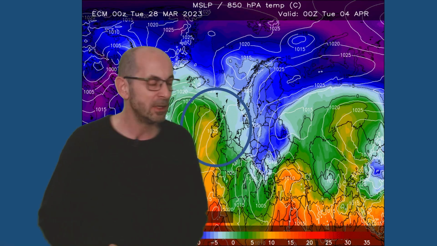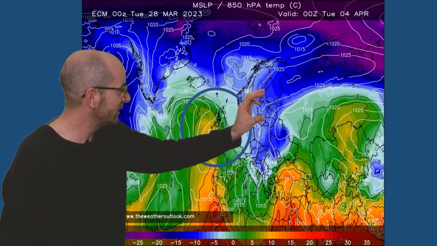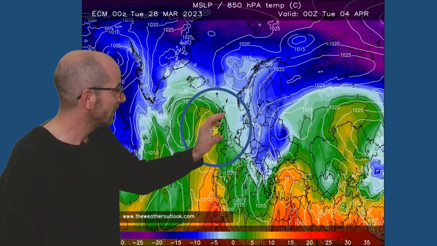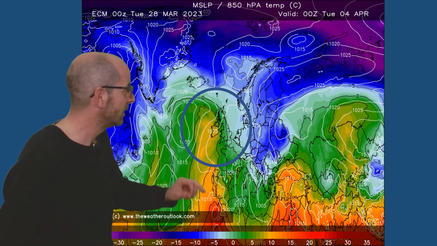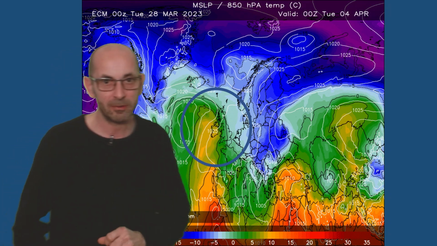And going forwards to the ECM, so the European model, the cold air there sitting further east, and a ridge of high pressure at this point over the UK. And there is some very mild or even warm air just pushing up to our west.